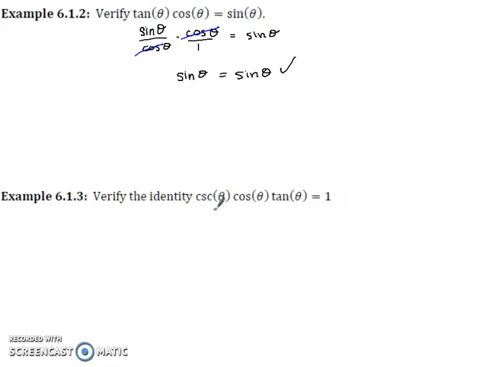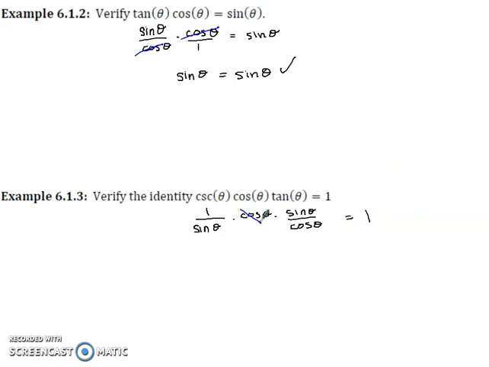Again, in our last example, I will reduce everything to sine and cosine. So cosecant is the reciprocal of sine. So I've got sine theta times the cosine of theta, and tangent is sine theta over cosine of theta. And I want to show that that is equivalent to 1.